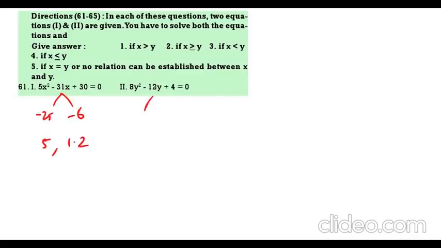Now here you can take 8 into 4, 32. You can take minus 8 minus 4, then plus 8. 8 by 8 is 1, 4 by 8 is 1 by 2. So clearly we can say x is greater than y.